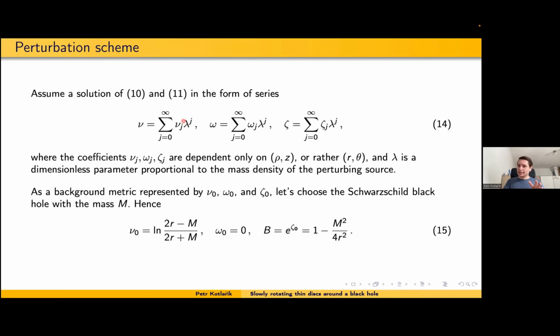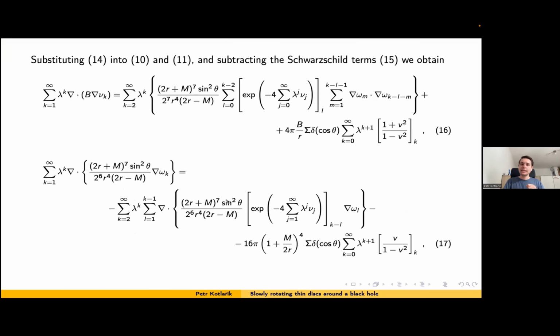Technically speaking, this means this, just rewriting the metric components in the power series. And as a background, we choose the solution of the Schwarzschild black hole, which is written in isotropic coordinates in this way. And this is the black hole of the mass capital M. Substituting this into the Einstein equations and subtracting the Schwarzschild terms, you arrive at these coupled differential equations for every perturbation order.